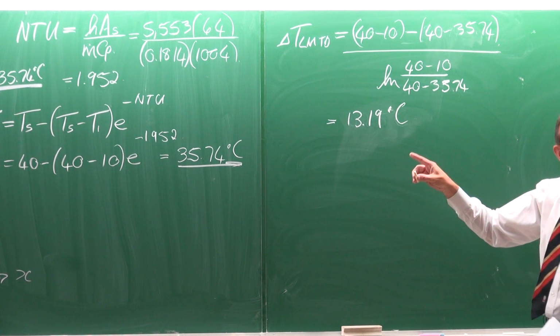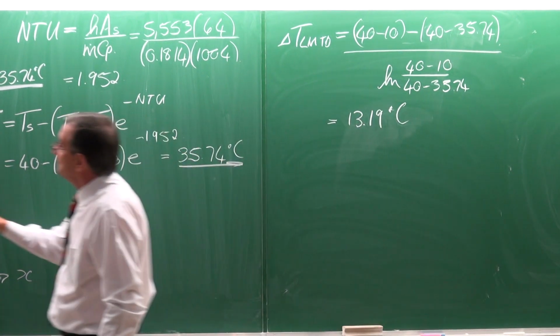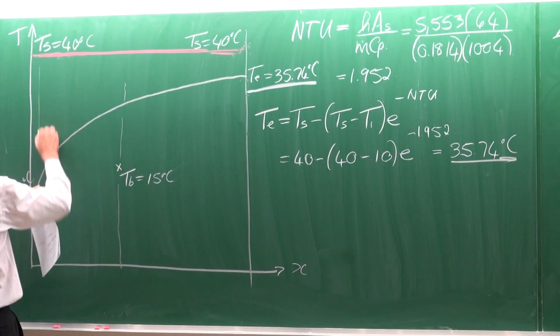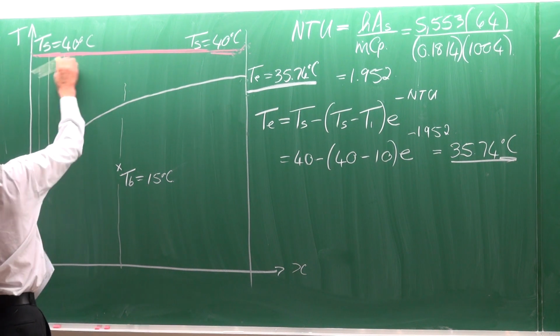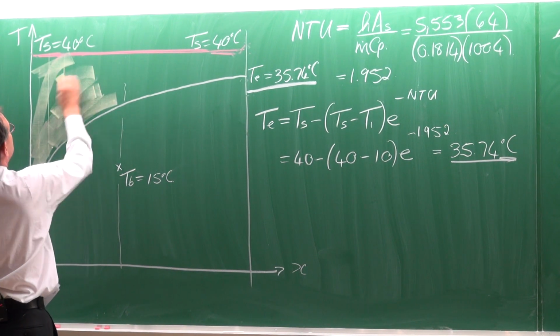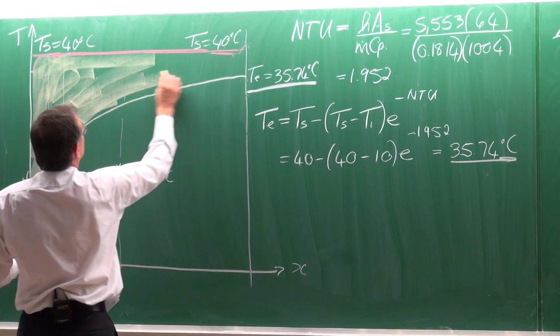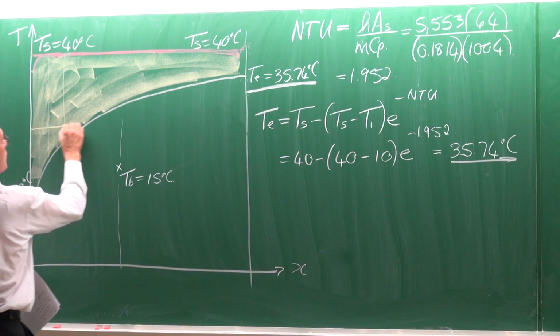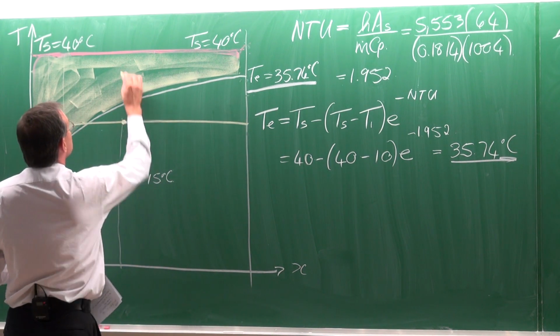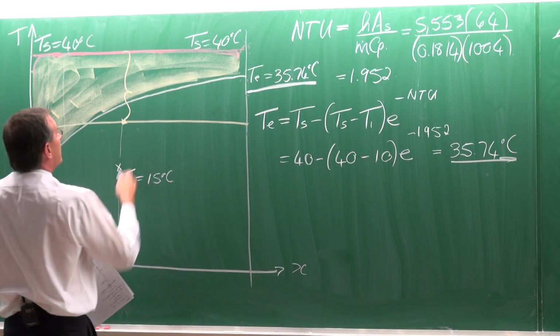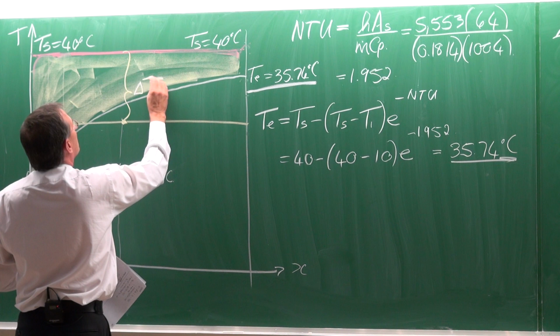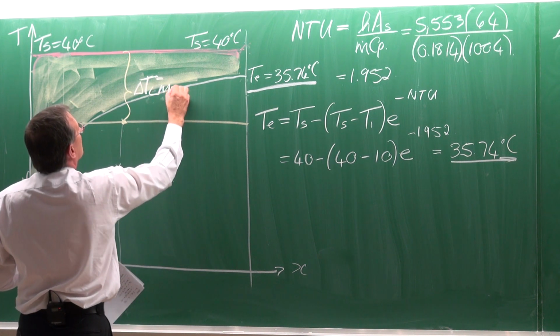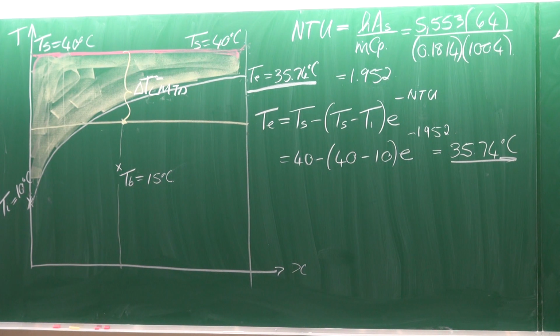Therefore, what does the LMTD mean? It means that if you take this temperature difference, all of that, and you integrate that, that area, and you divide it by the length, you get an average temperature difference like that. And that is my LMTD. It's a good representation of the average temperature difference between the two streams. 13.19.